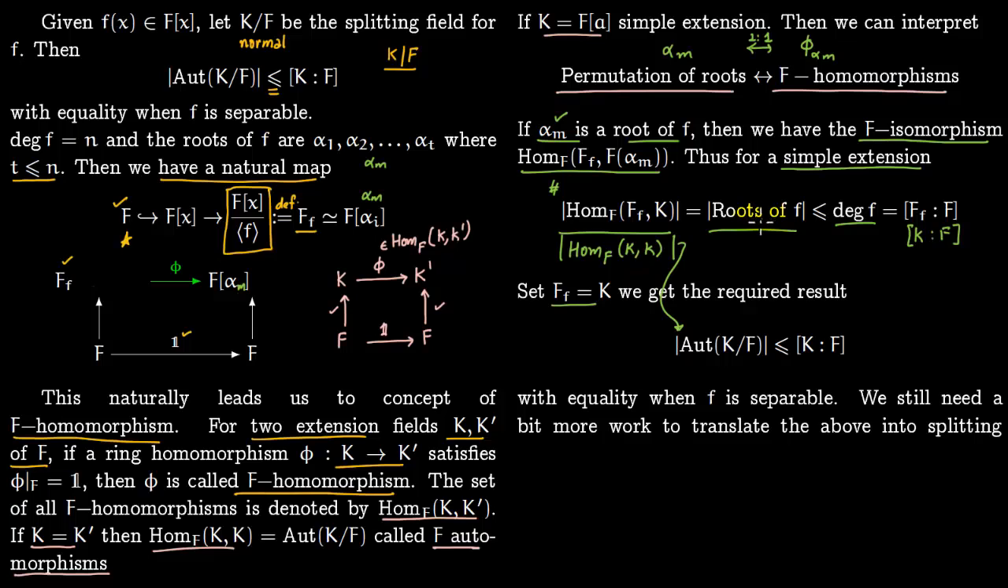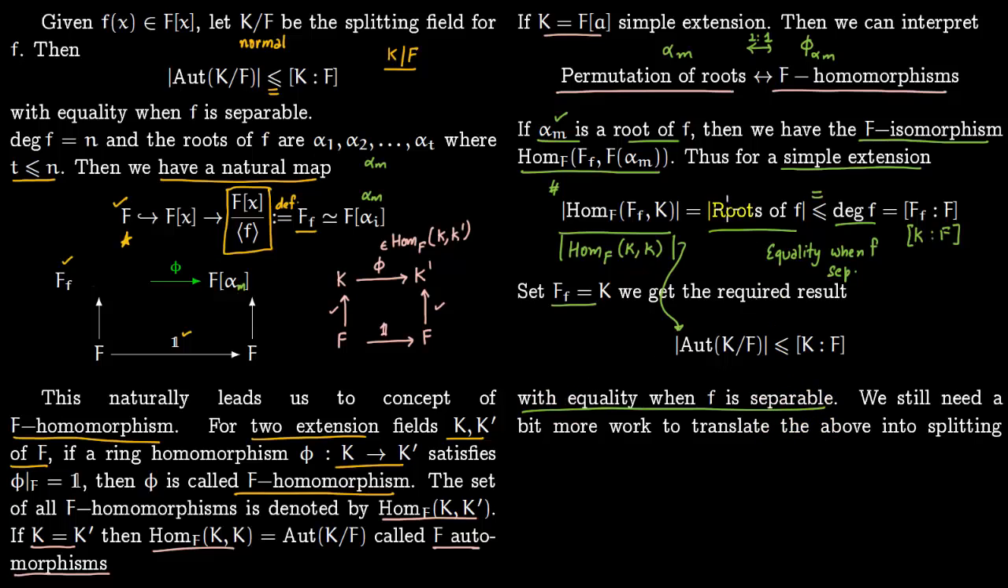And obviously the number of roots of f is equal to the degree of f precisely if the roots are distinct, and distinct roots means that f is separable. So equality holds when f is separable. So with equality when f is separable.